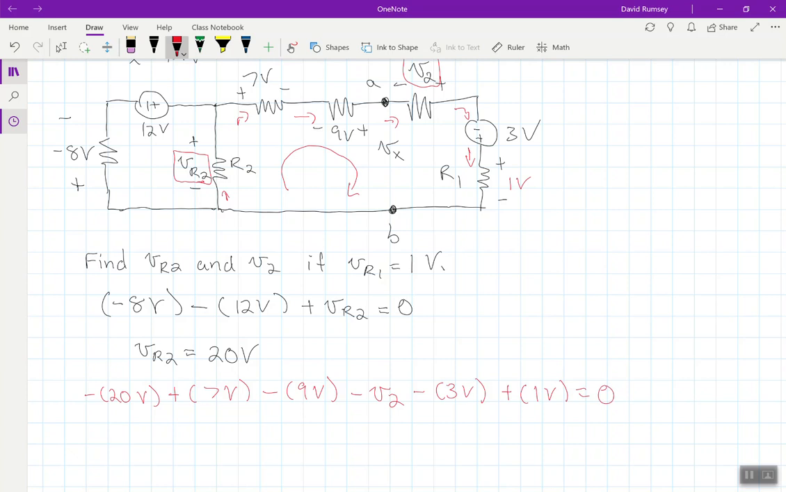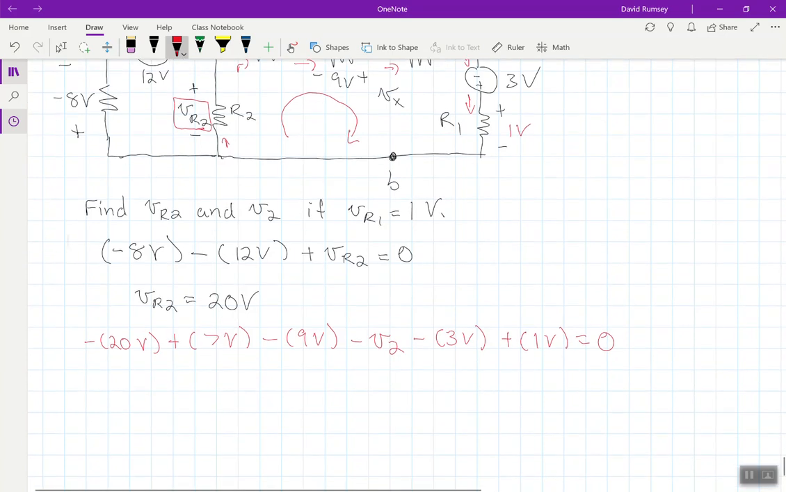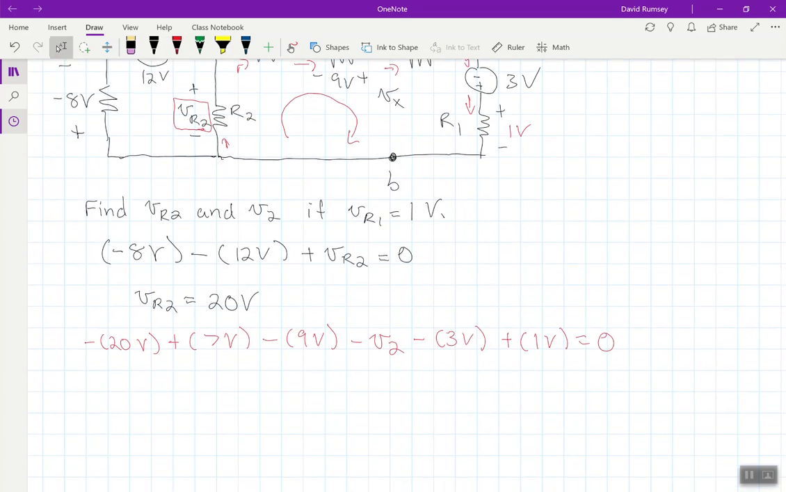Now I clearly see I have one equation with one unknown here. And just doing the arithmetic, which I'll write out a tiny bit here, my brain is not letting me do this all in my head right now. So we have minus 20 plus 7 is minus 13, minus 9 is minus 22 volts, minus V2, minus 3, plus 1 equals 0, and that would then be 25, so we'd get 24 volts. And of course, you can use a calculator to verify that.